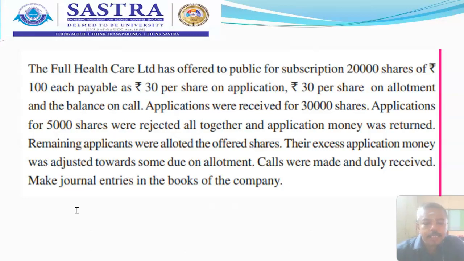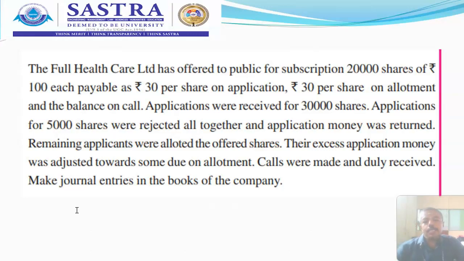The remaining 5,000 shares have been adjusted towards the allotment account. So for 20,000 shares of rupees 30 each, 6 lakhs is transferred to the capital account out of the 9 lakhs. Now for 5,000 shares of rupees 30 each, rupees 1,50,000 has to be repaid to the rejected applicants. Then for the remaining 5,000 shares of rupees 30 each, rupees 1,50,000 has to be transferred to the share allotment account.